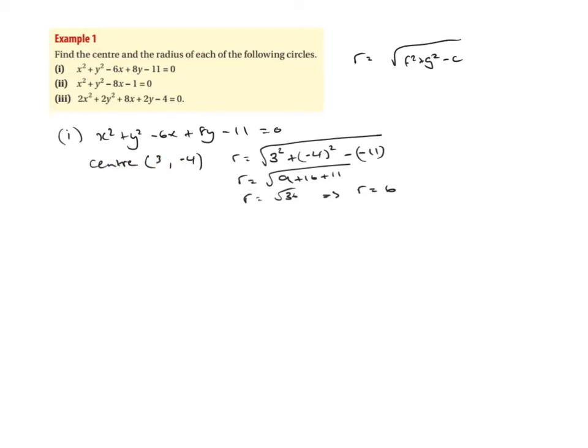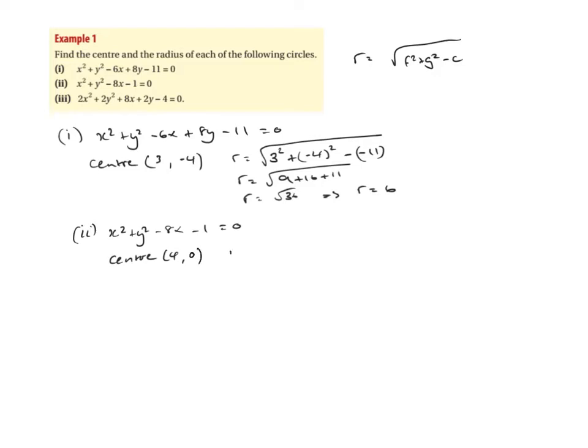Let's look at the second one: x squared plus y squared minus 8x minus 1 equals 0. Let's have a look at the centre. We're looking for the x's. We've got minus 8, so we halve it and then change the sign, which gives 4. So for the centre we have 4. Now look at the y. We don't have any y's, so we have 0 y's, and 0 divided by 2 and changing the sign isn't going to make any difference, it's still 0.